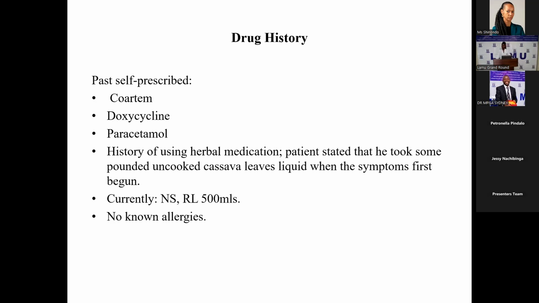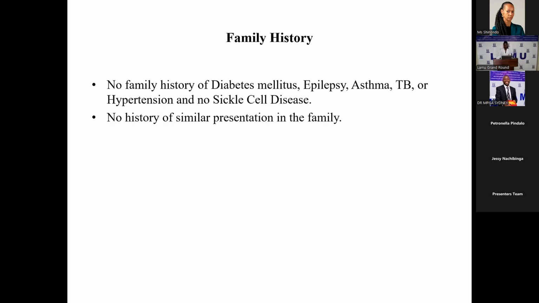On family history, there is no family history of diabetes, no history of epilepsy, no history of asthma, no history of TB or hypertension or sickle cell disease. There is also no history of similar presentation in the family.